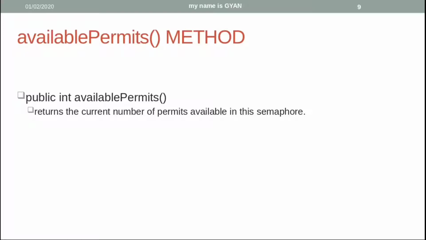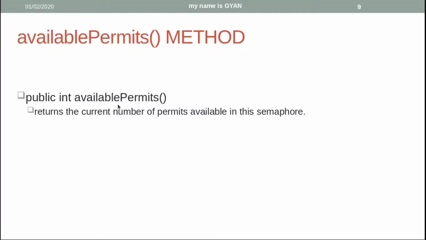Sometimes we may want to know how much value of the initial counter is still remaining. That means how many permits are still remaining. That we can get by the availablePermits method of the Semaphore class. The availablePermits method is a public method which returns an integer. It returns the current number of permits available in the Semaphore, meaning the current value of the initial counter.